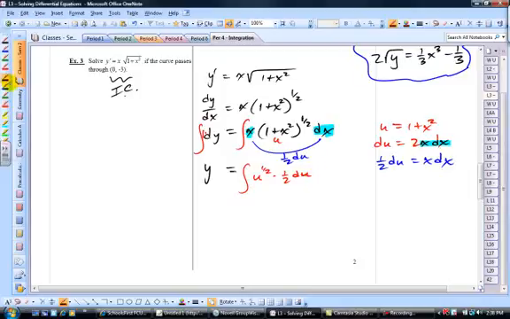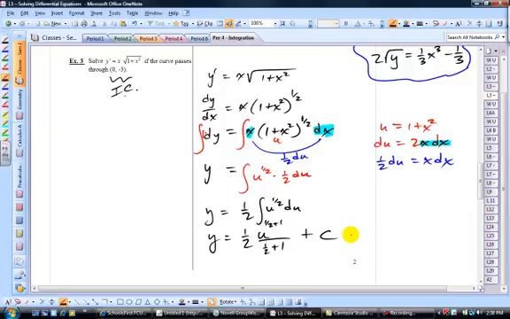Okay, so let's just work with that a little bit. We've got y is equal to 1/2 times the integral of u to the 1/2 du. I brought that constant on the outside there. I'm going to kick in the power rule and write it as y is equal to 1/2 times u to the 1/2 plus 1 divided by 1/2 plus 1. There's your power rule, plus some constant here.